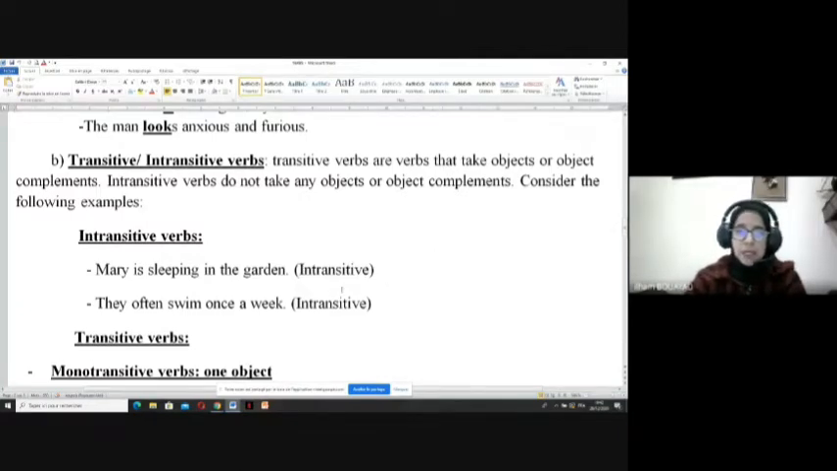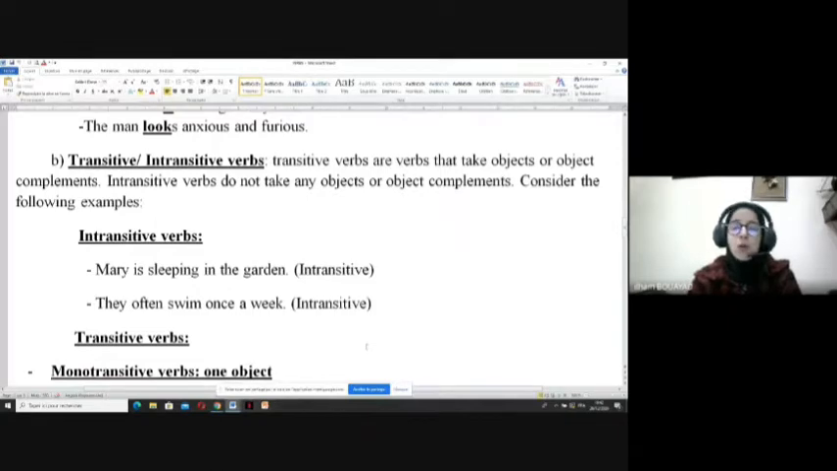Yes, a good question. This is what I was going to explain. Here we have "Murray is sleeping." It's an intransitive verb. It doesn't take an object or any complements. But here we have just "is sleeping" where? In the garden. What do we have here? "In the garden" is a prepositional phrase functioning as an adverb of place, modifying the verb.